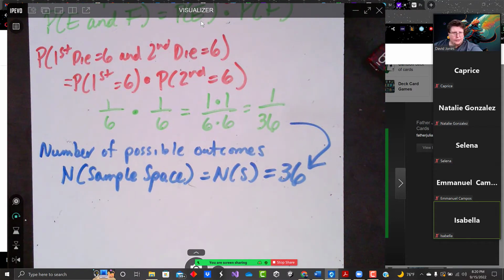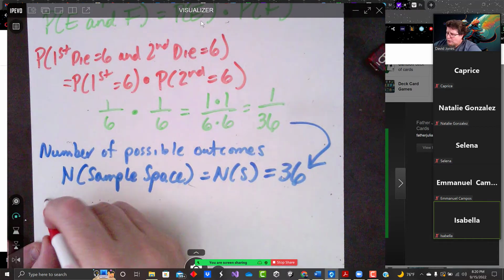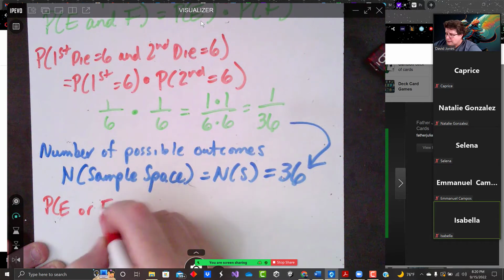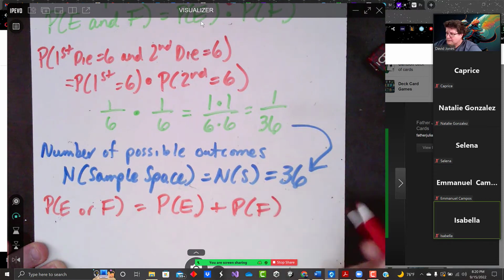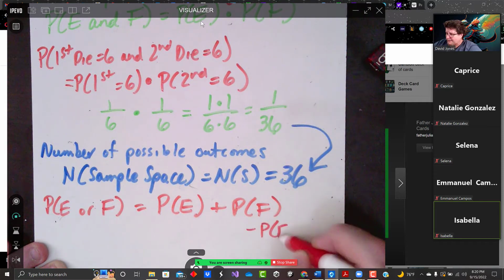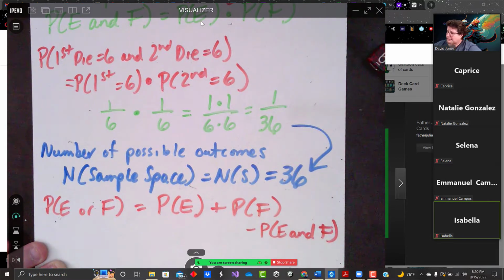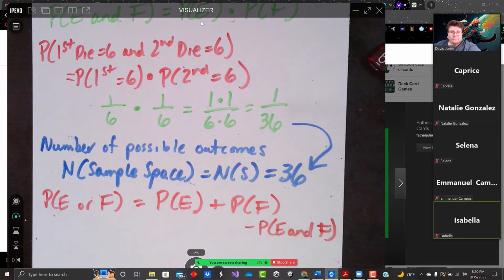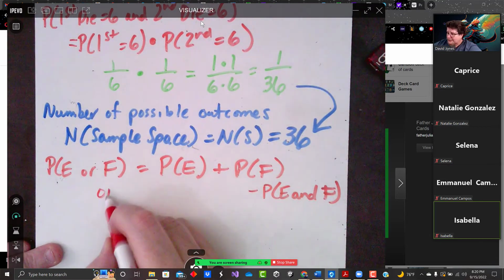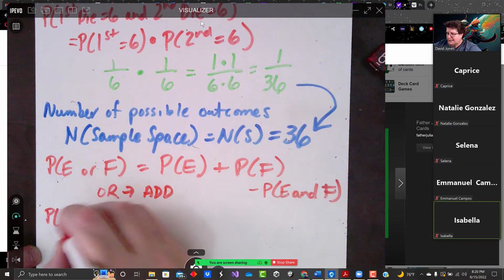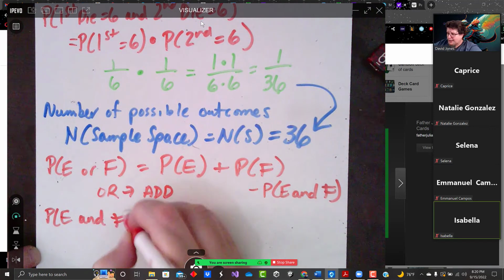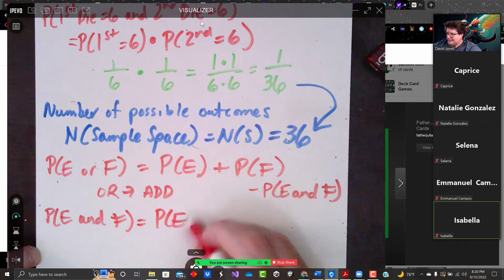So two big takeaways from today. And I'll do another example, but I want to make sure we hit the takeaways real quick. We had probability of E or F, and that led to addition between them. And then we had the minus probability of E and F happening simultaneously. So or leads to addition. And if you're looking at two different events and you're doing E and F, and they are independent, the and leads to multiplying.